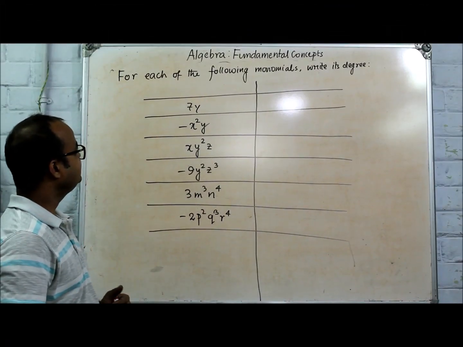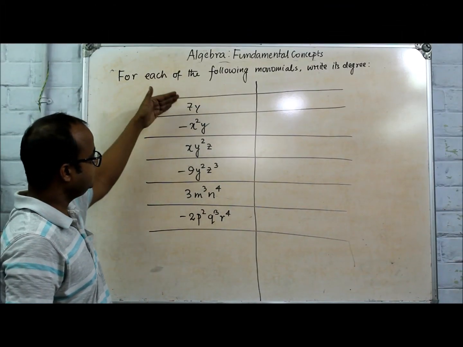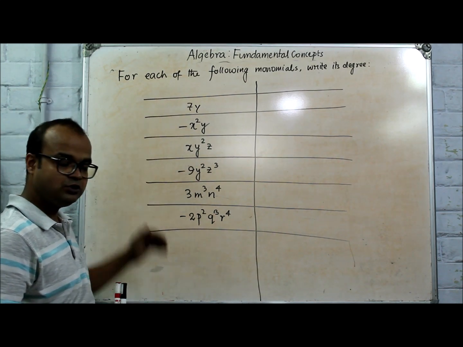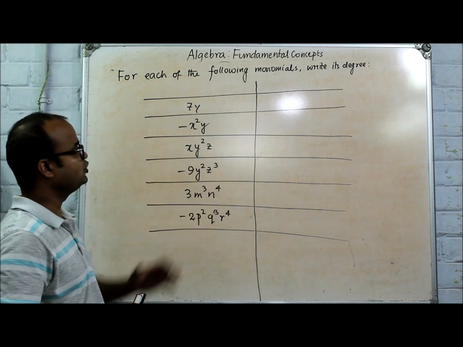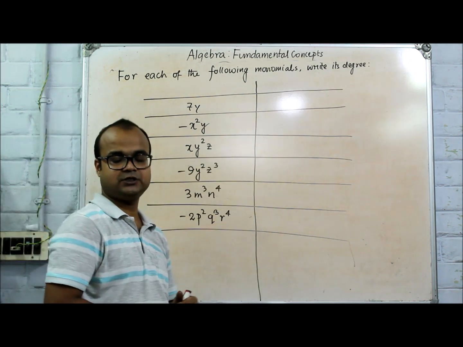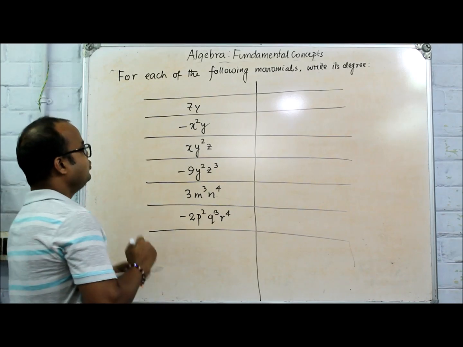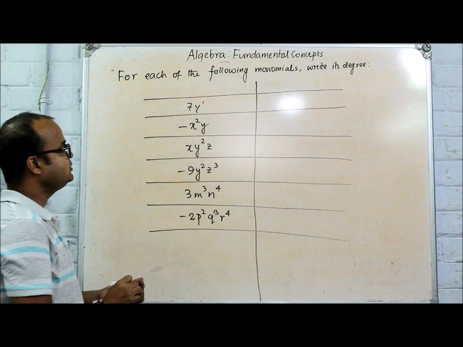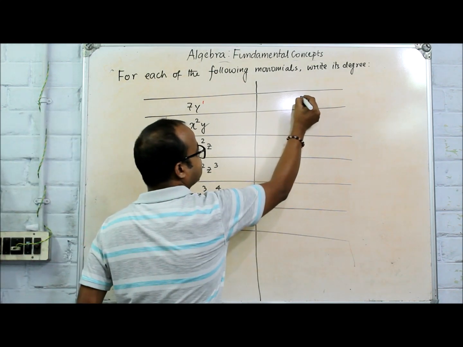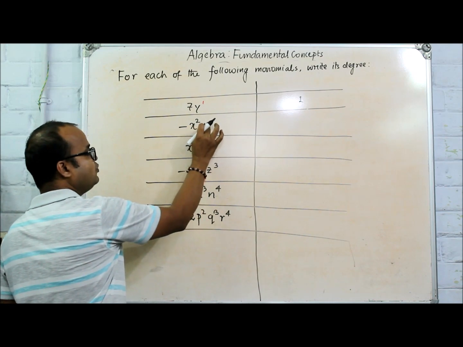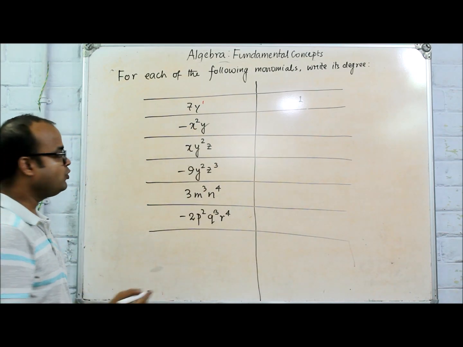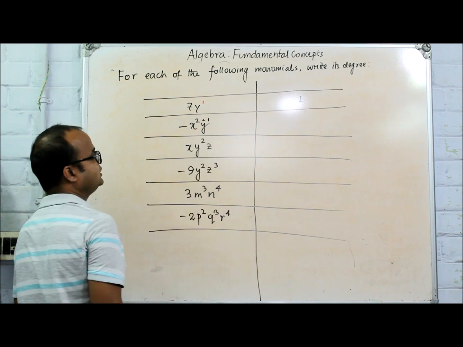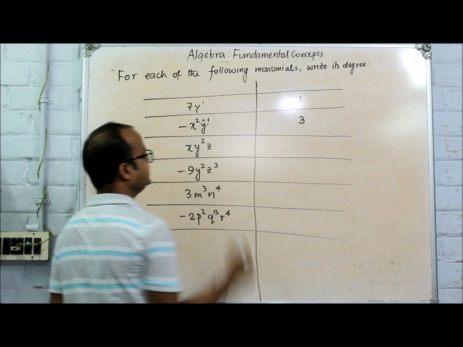Let us discuss the next problem. For each of the following monomials, all the expressions given here contain only one term, so all are monomials. We need to write the degree of each. Y means y to the power 1, so the degree is 1. X square y: y means y to the power 1, so 2 plus 1, degree is 3.